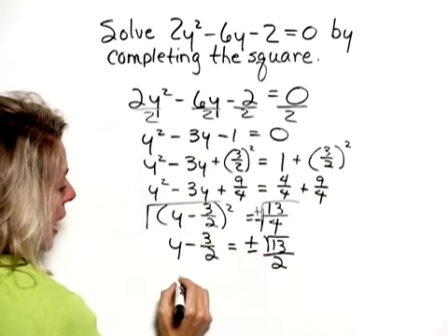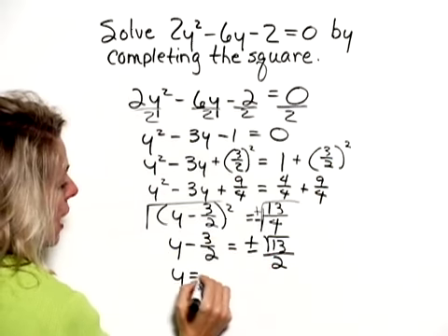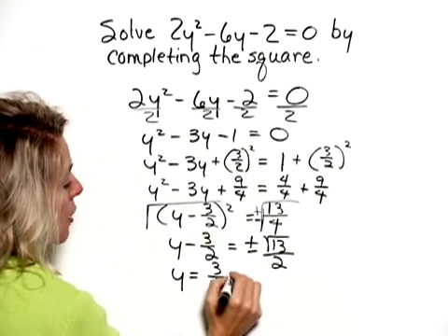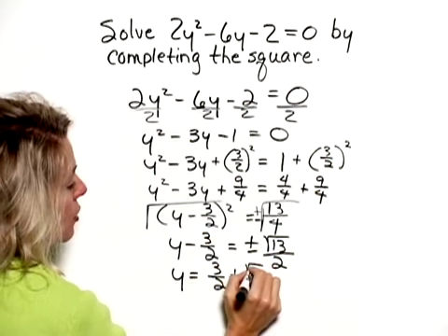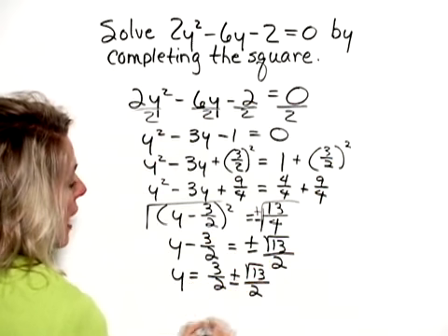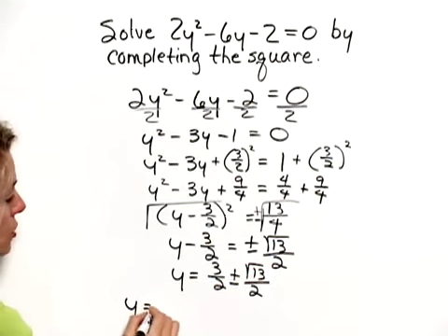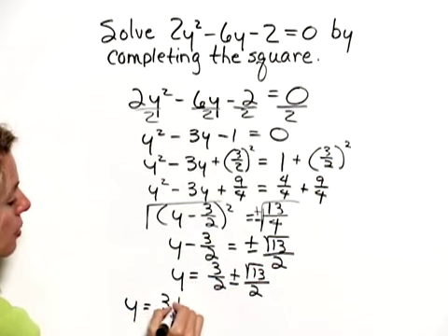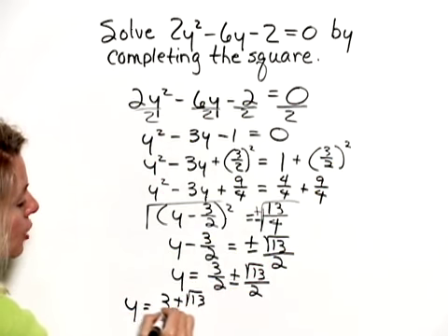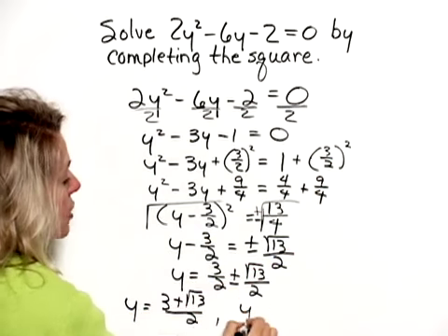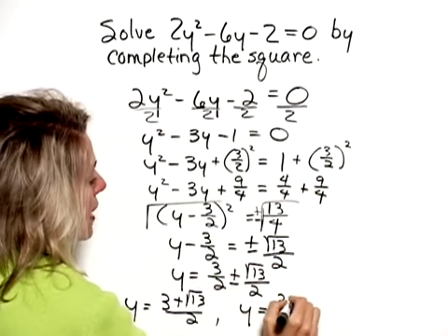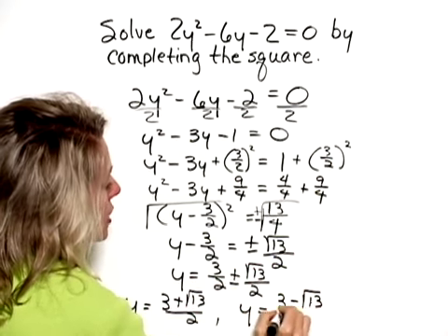Now, adding 3 halves to both sides, I have y equals 3 halves plus or minus the square root of 13 over 2. And this gives me two answers. Y equals 3 plus the square root of 13 over 2, and y equals 3 minus the square root of 13 over 2.